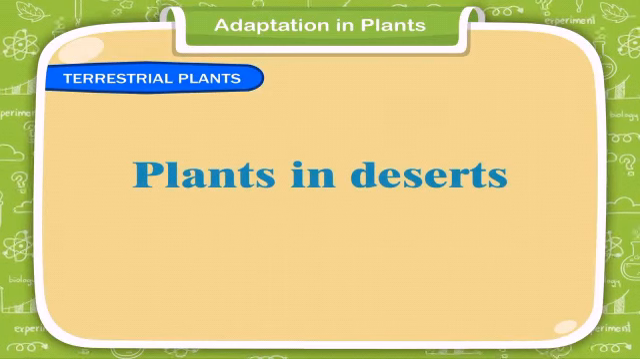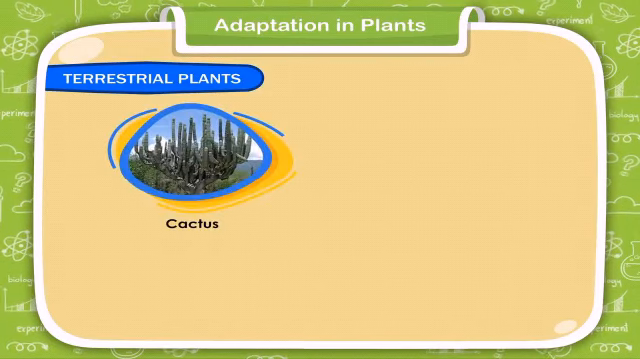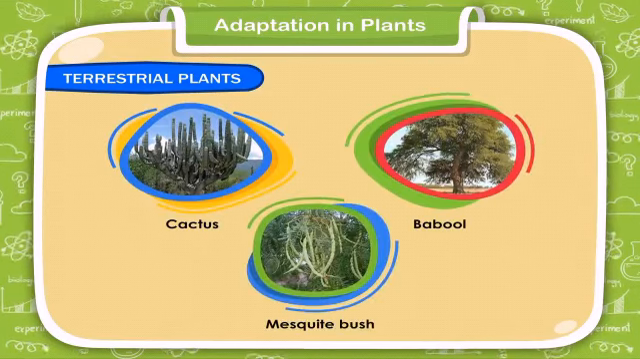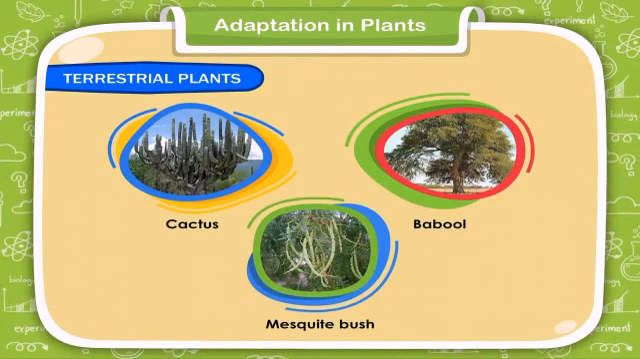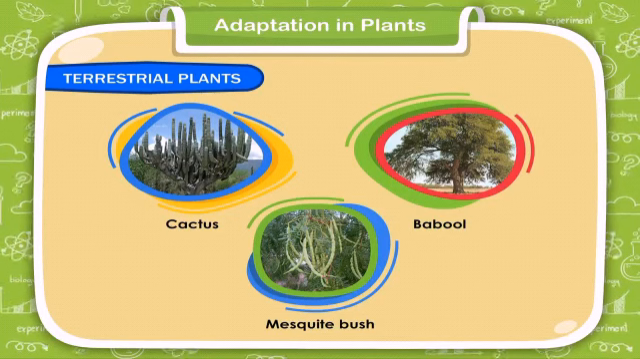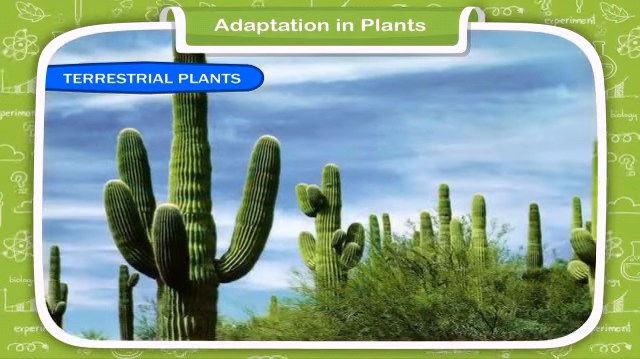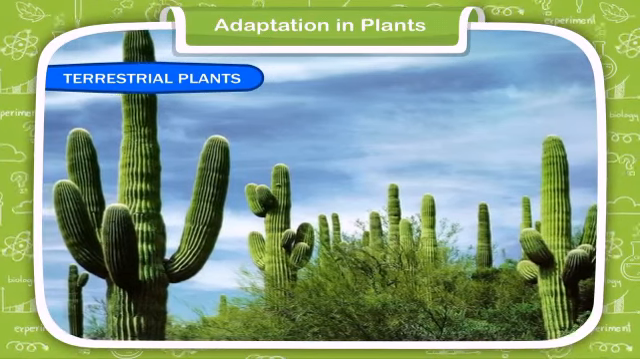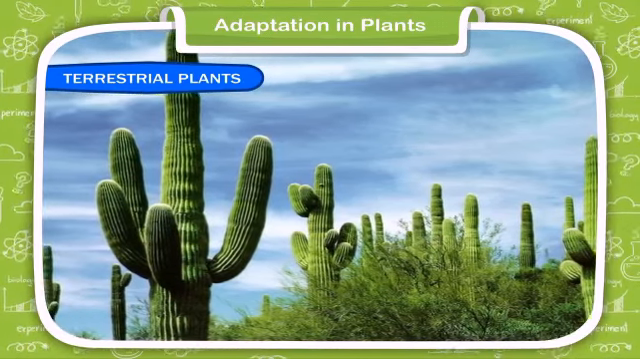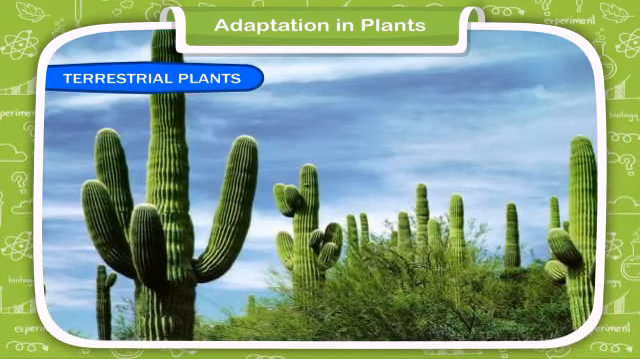Plants in deserts. Some plants such as cactus, babool, mesquite bush, etc. grow in deserts. Deserts are generally hot and extremely dry areas. There is very little water available for plants in deserts. Plants in these areas adapt according to these conditions.